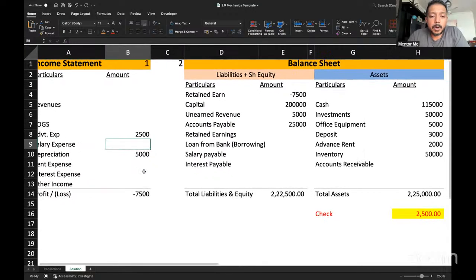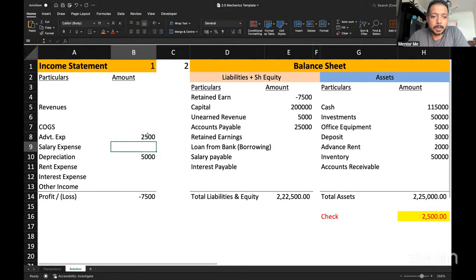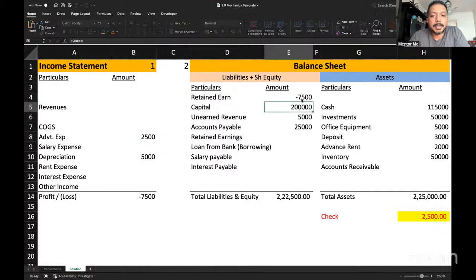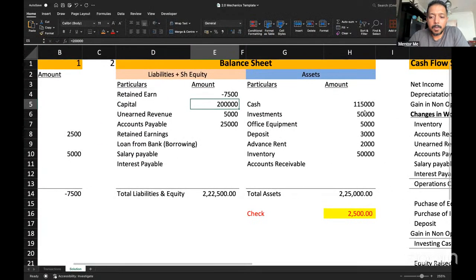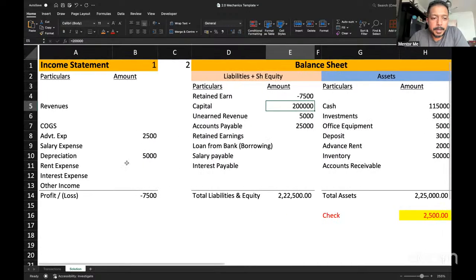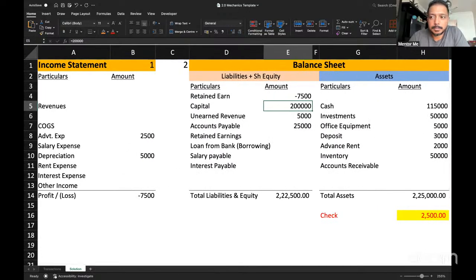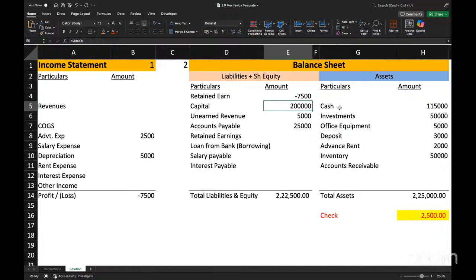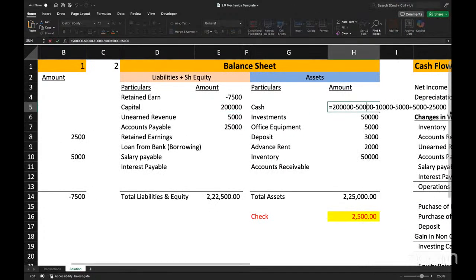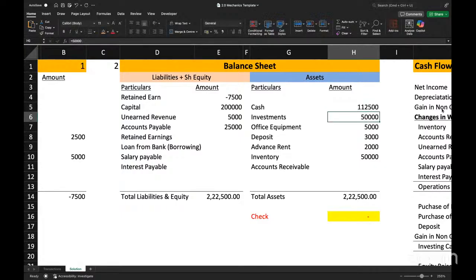Now, what should be the counter entry? So see how it has worked out. 2,500 has reduced your profit and loss by 2,500. It has reduced your retained earnings, minus 7,500. And now I need a counter entry for it to balance. Can you tell me? How have we paid this 2,500? Cash. Reduce the cash. Right?